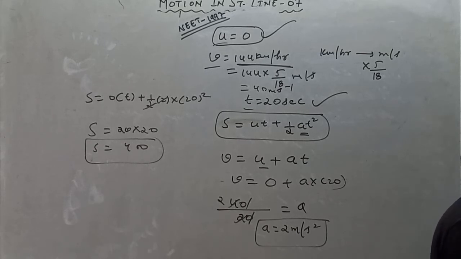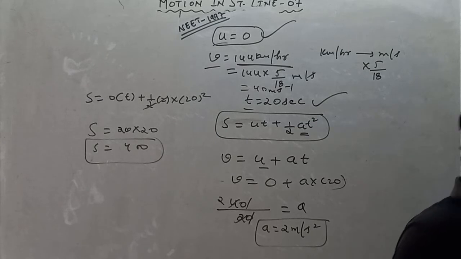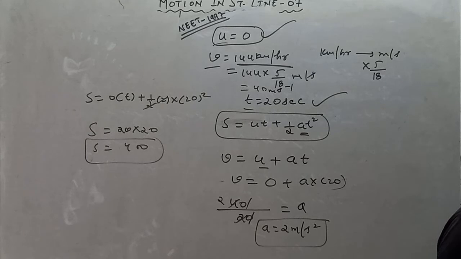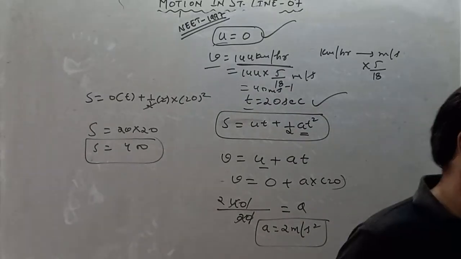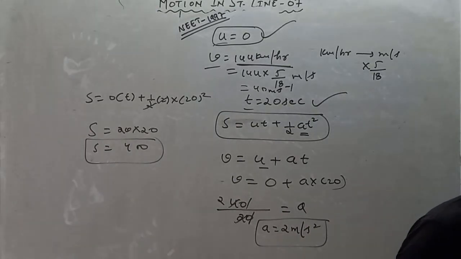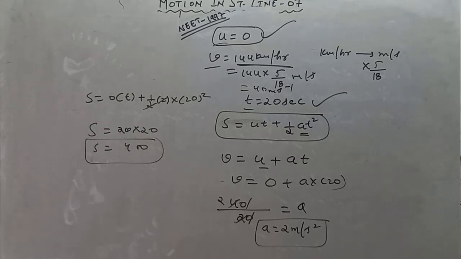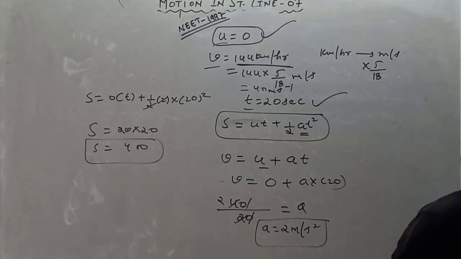Moving forward, write down one more question. This question was asked in NEET 1994. Write down the statement of the question. The velocity of a train increases uniformly from 20 km per hour to 60 km per hour in 4 hours.